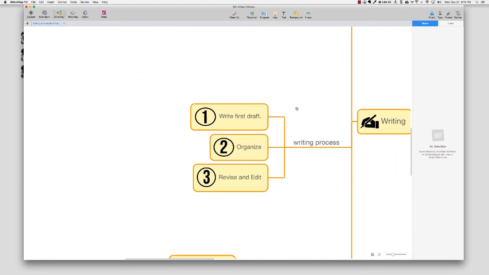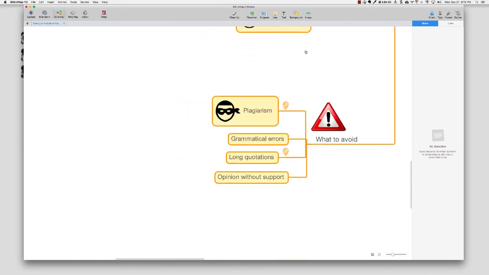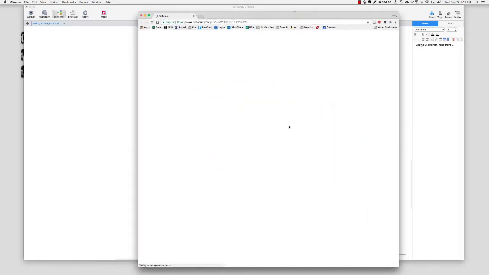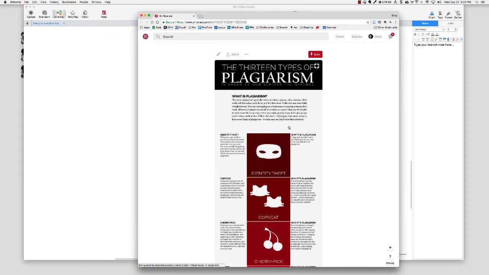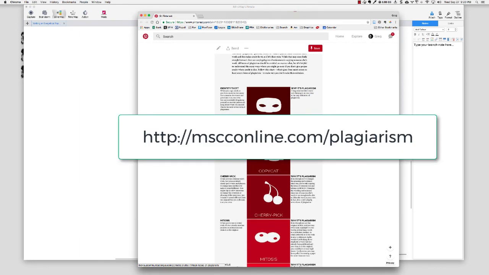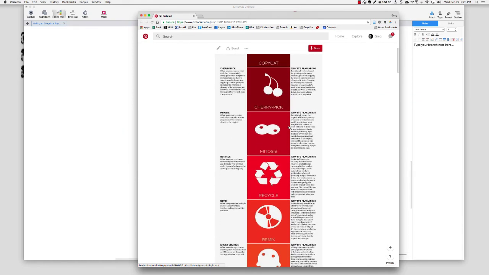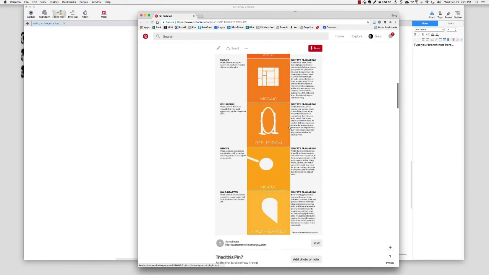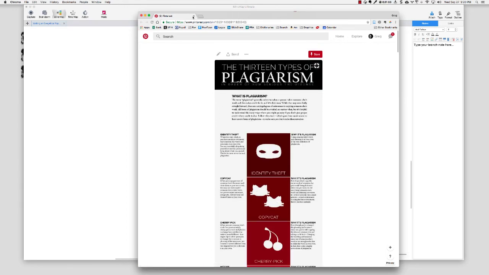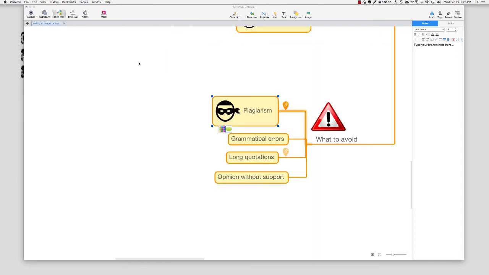Let's move down to what to avoid. Plagiarism. Get familiar with what is meant by plagiarism. There is a great little diagram that I found online that explains what is considered plagiarism. He goes through each one of these: identity theft, copycatting, cherry picking, mitosis, etc. He explains all of these are examples of plagiarism. Plagiarism is basically presenting either words, exact wording, or just the idea as if it were your own, and you know good and well that you got it from some book, some source.